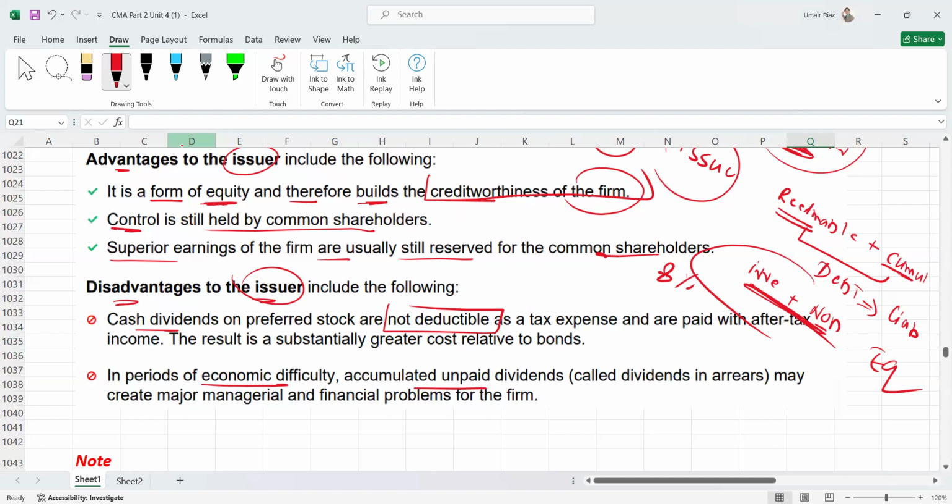Then in a period of economic difficulty, for example a depression or crisis, accumulated unpaid dividend, also called cumulative dividend, meaning the unpaid amount of dividend of the last year, is called accumulated unpaid dividend, or dividend in arrears. It may create a major managerial or financial problem for the firm, because if you have not paid dividend for the last year and this year you are still in losses, but you have to pay that amount of dividends, it can create a financial difficulty for the issuer. So this is the disadvantage to the issuer.